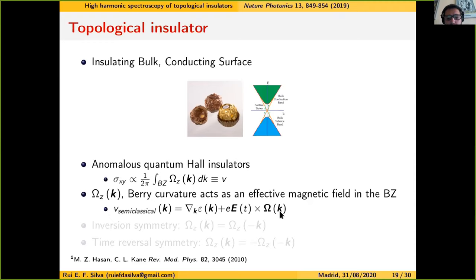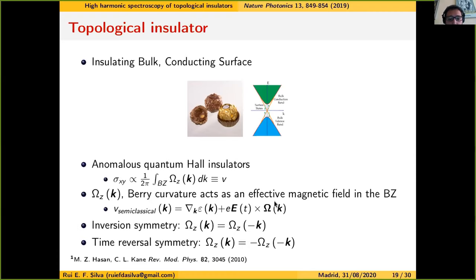But if we have a Berry curvature, we have an extra term that is just the cross product of the laser field, proportional to the derivative of k in time, with the Berry curvature. So you see that here the Berry curvature really looks like the effect of a magnetic field on an electron. If we have inversion symmetry and time reversal symmetry, this Berry curvature has some constraints.